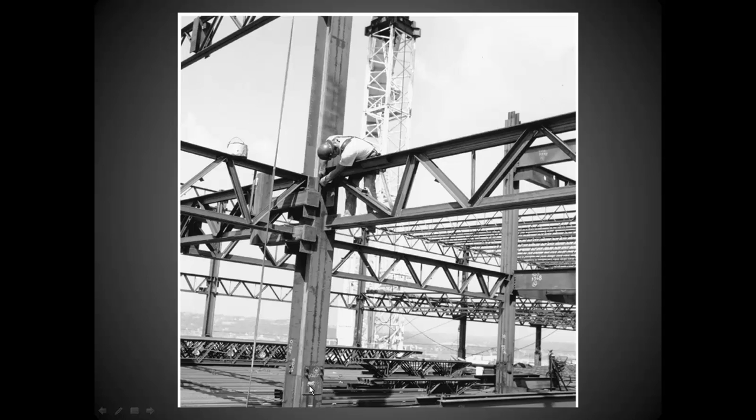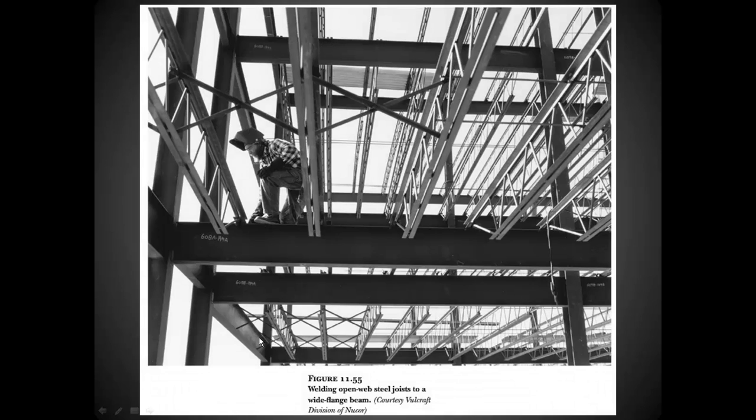Here we see a bolt connection on this. Looks like tubular steel actually, as opposed to flange steel, connecting these columns together. This person is welding the open web steel joist to the girders and beams in the steel.